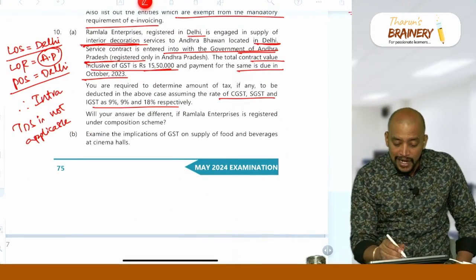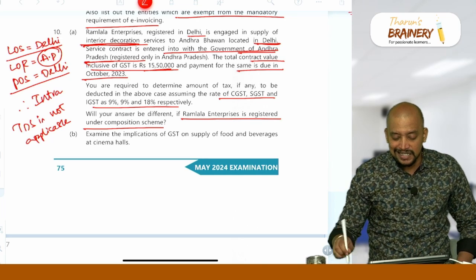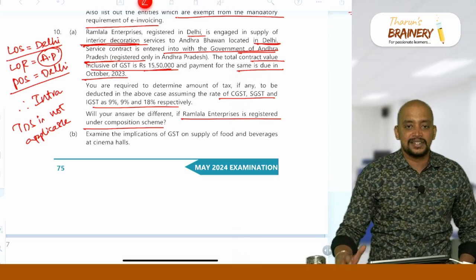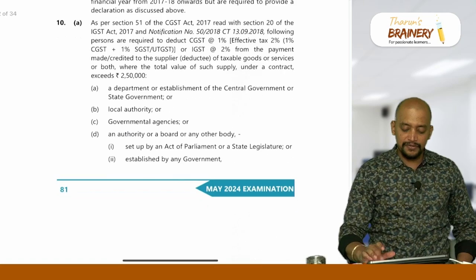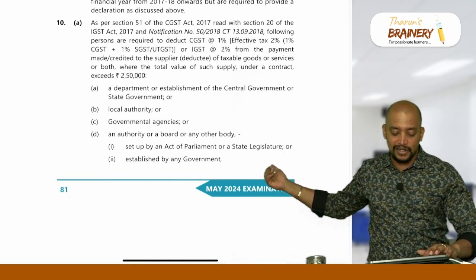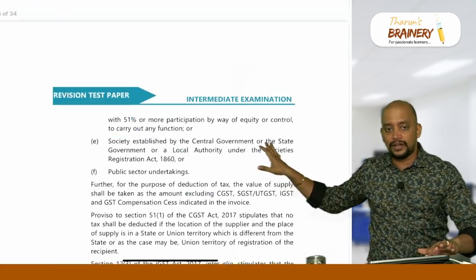Then will your answer be different if Ramlala Enterprises is registered under composition scheme? The answer remains the same. There is no difference whether they are registered under composition scheme or normal scheme. So first, as per section 51, you need to write what is the TDS, contract value, etc. Further, see, this much is not required, okay.